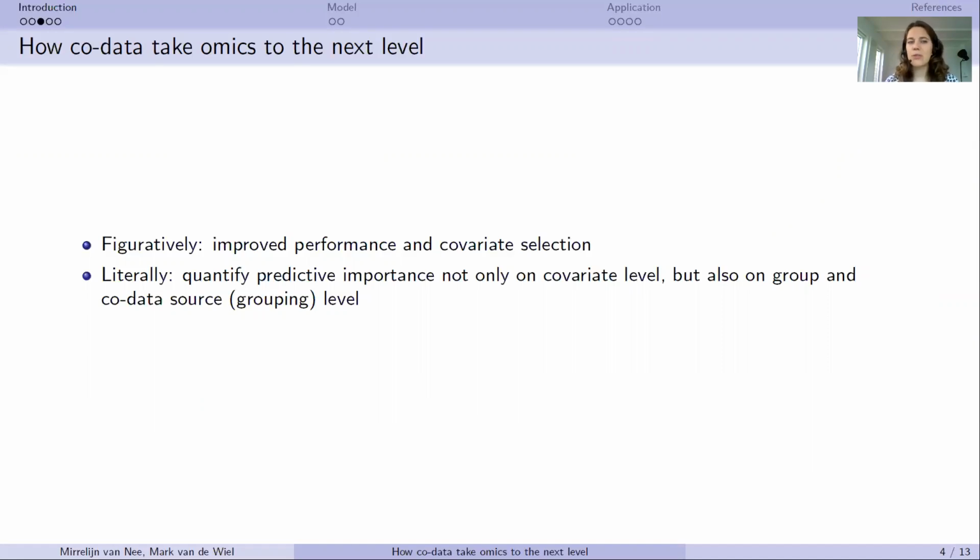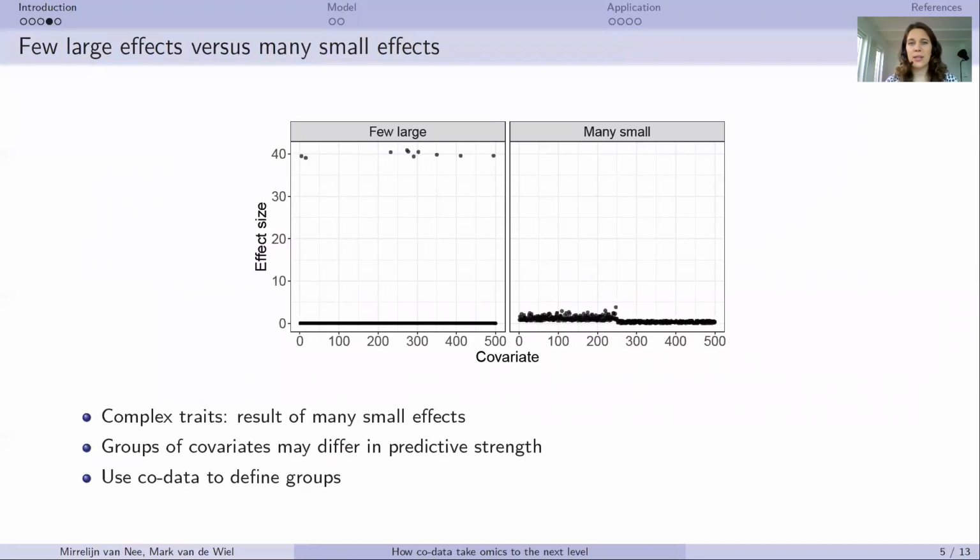Now, why is it interesting to quantify predictive importance on a higher level? Let's consider these two extreme cases. So we have some disease that we are researching. There are some mechanisms driving this disease. And on the one hand, we have the case that there are a few covariates that have a large effect. And on the other extreme scenario, we have the scenario in which all the covariates have an effect, but the effects are really small. And cancer and other complex diseases or lifestyle diseases are thought to be the result of many small effects. So more like the right picture.